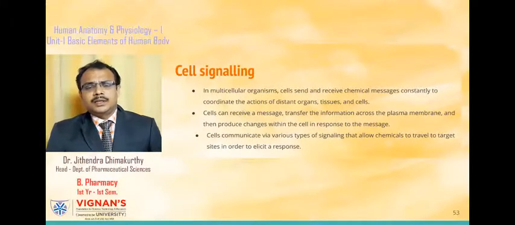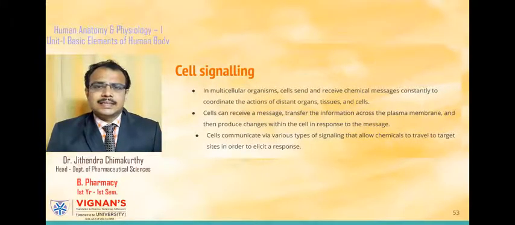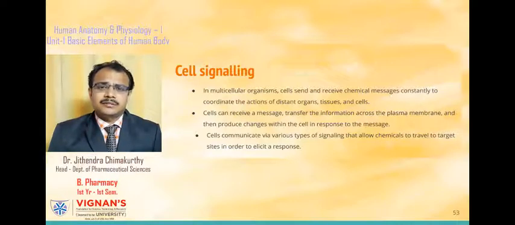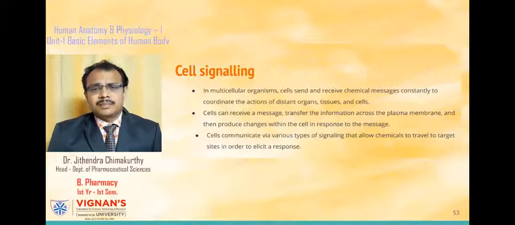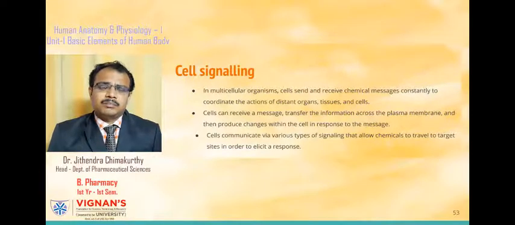Now let's see about cell signaling, that is, how one cell can regulate the function of another cell by sending a signal. In the human body, there are trillions of cells, and these cells can send and receive chemical messages to regulate the function of those cells which are either adjacent to them or very distant from them.